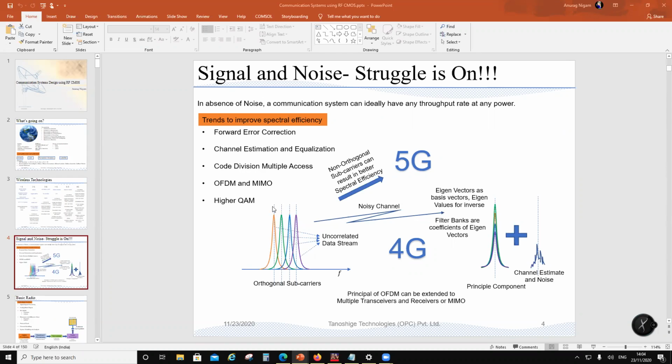We are working with orthogonality here, and we are able to estimate the channel and subtract it out. So basically this is more like a principal component analysis. Your channels are your principal components, while your noise is basically correlated information. So you should be able to just subtract it out.